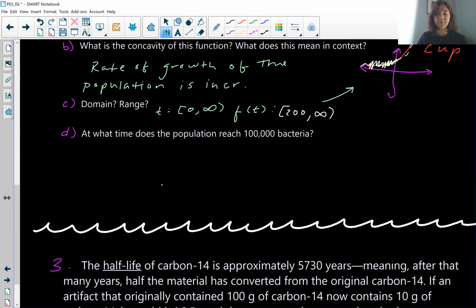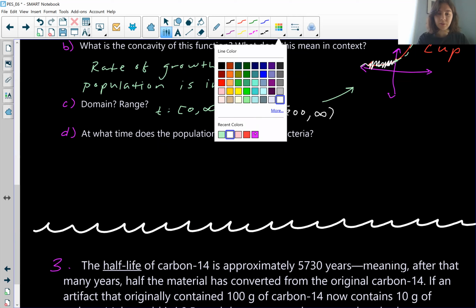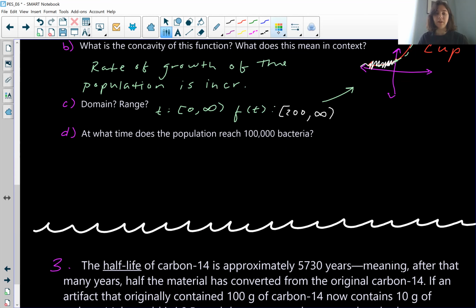Okay, and so at what time does the population reach 100,000 bacteria? So this is more algebraic. We have to just set the function equal to 100,000. And we had this initial value of 200 times e to the 0.02 t. All right, so we would divide both sides by 200. You would get 500 on the left over here. And that's going to equal e to the power of 0.02 t.